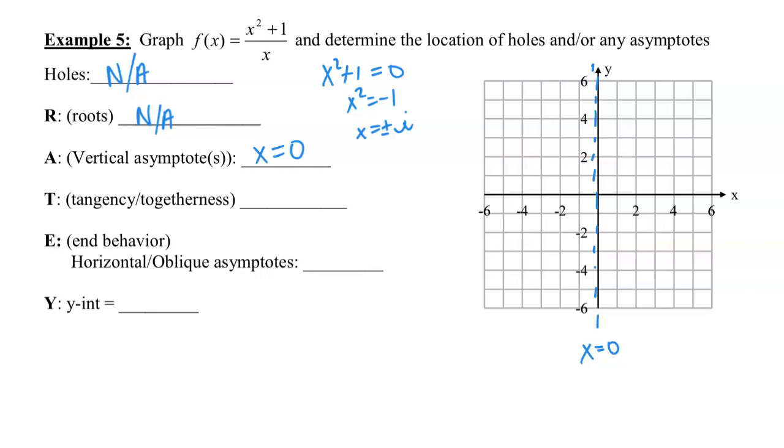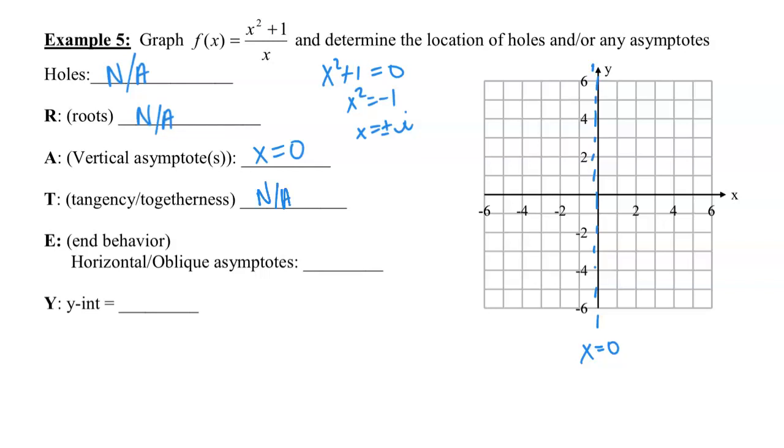Tangency and togetherness. Now be careful there. You do have a squared here, but the squared is not really on a factor. And so there's no tangency here because there's no root. And hopefully that makes sense to you, that if you don't have a root, you can't possibly have tangency. And then there's no togetherness because the x in the denominator is not squared. And so we're not going to have any tangency or togetherness.